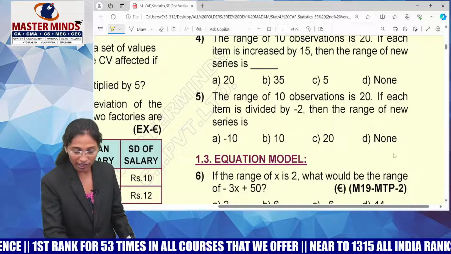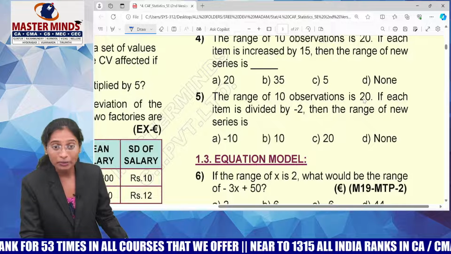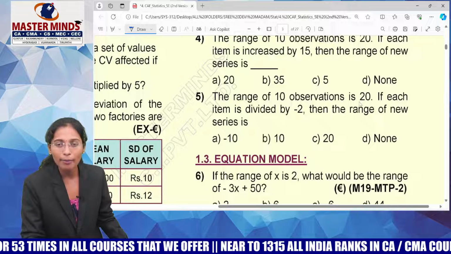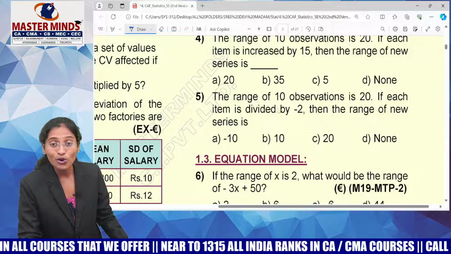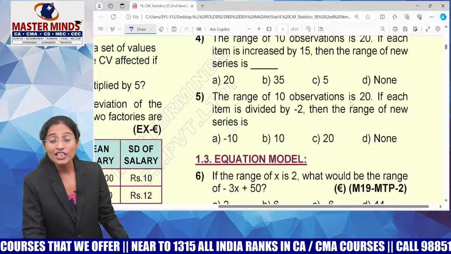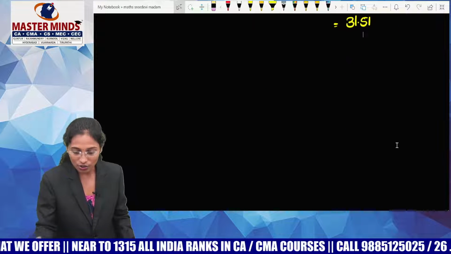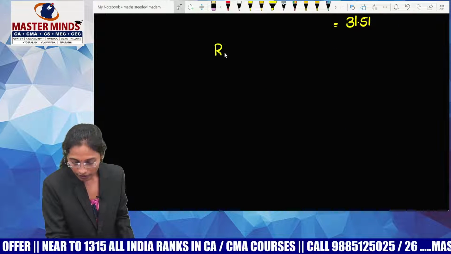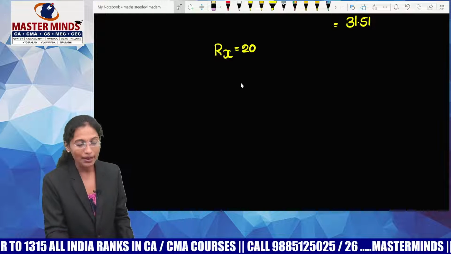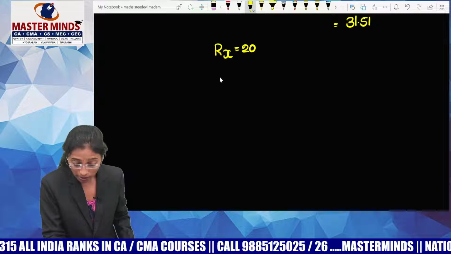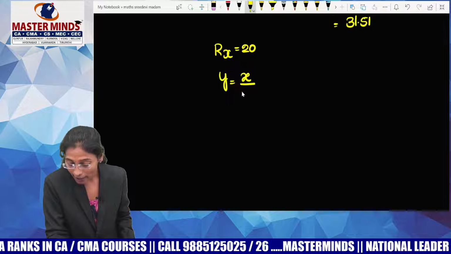The next MCQ that I have chosen is MCQ number 5. The range of 10 observations is 20. If each item is divided by -2, then the range of the new series is? Let me assume that the old series is X. What is the range of X series? 20. So I'm writing range of X equals 20. And each observation is divided by -2, which means it is given that Y equals X by -2.